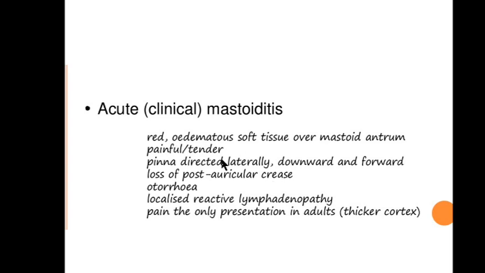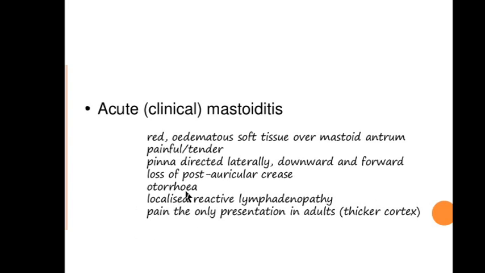The pinna is directed laterally, downward and forward. There is loss of the post-auricular crease. What is the post-auricular crease? The fold. You can insinuate, you can move your finger between the mastoid and the pinna. That you cannot do if there is mastoiditis. There is fullness, so that post-auricular groove is lost.